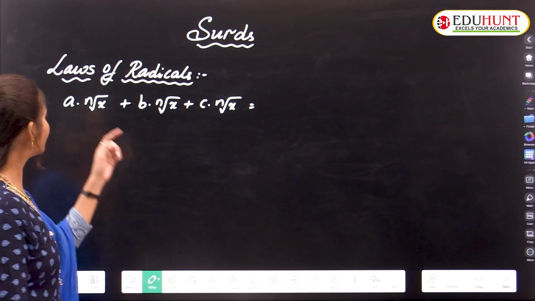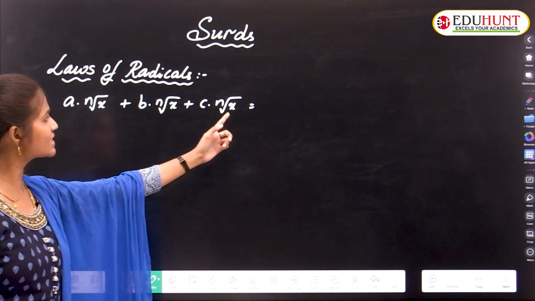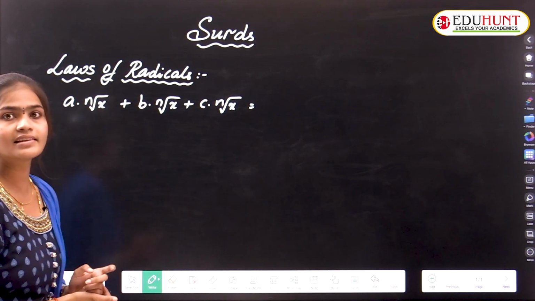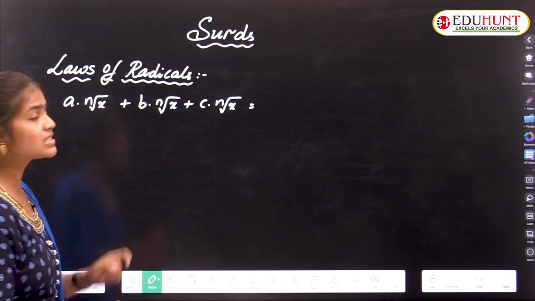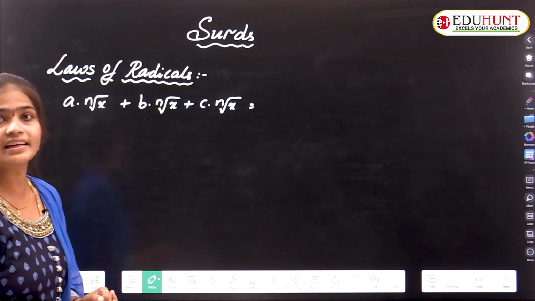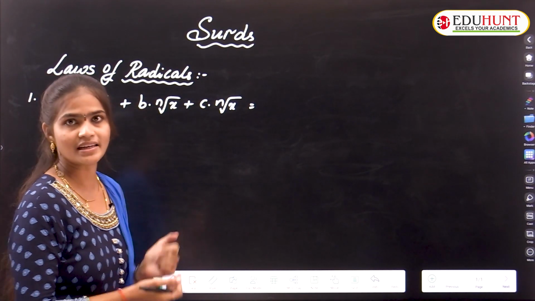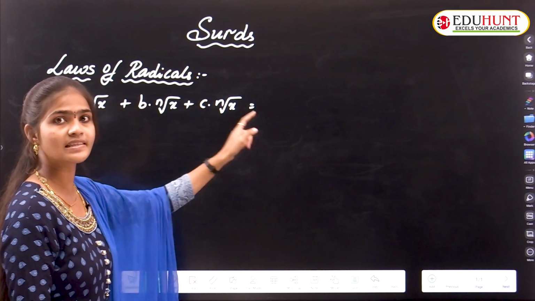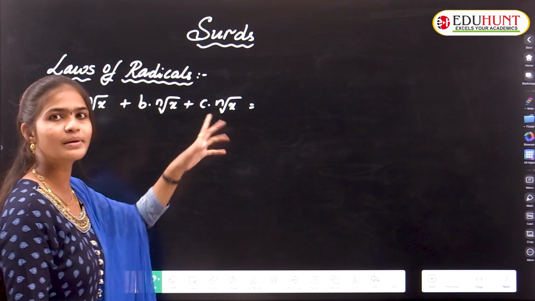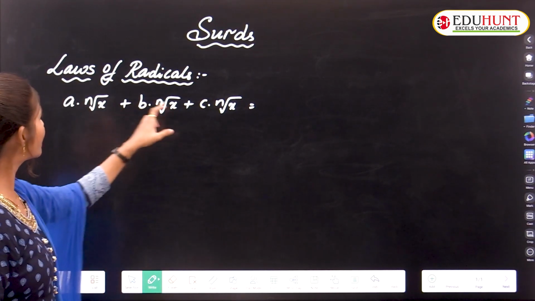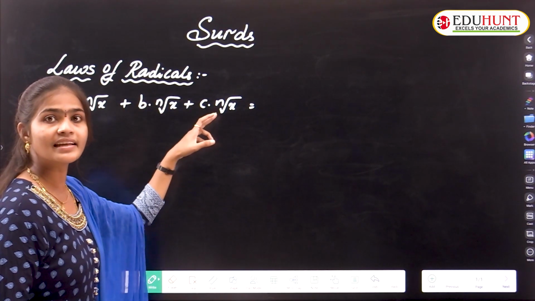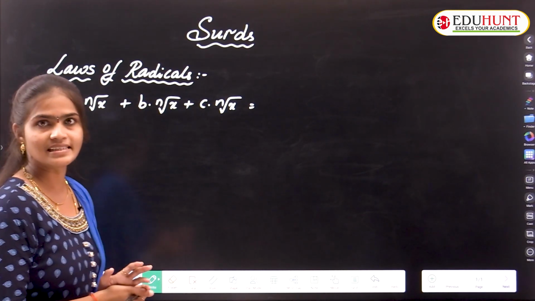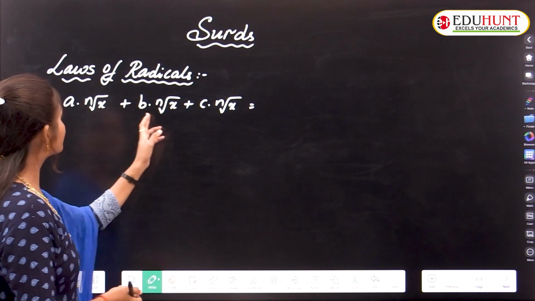Just observe that here this is nth root of x, nth root of x, nth root of x. So by seeing only, we can say that these all surds are similar surds. Why? Because these all surds have the same irrational part. These 3 surds are similar surds. And here which fundamental operation are we using? That is addition. So we can add only similar surds.